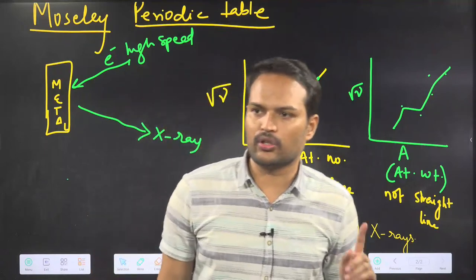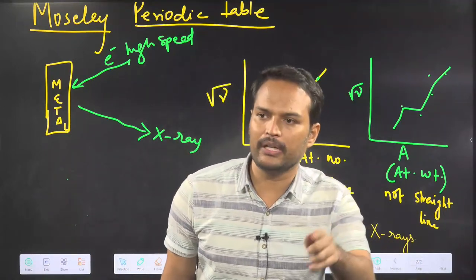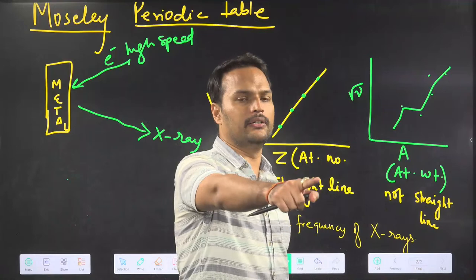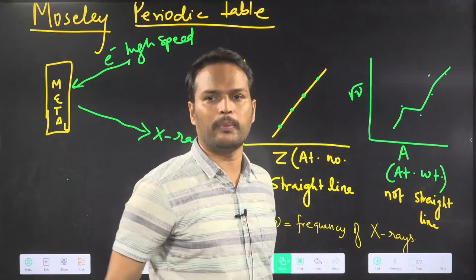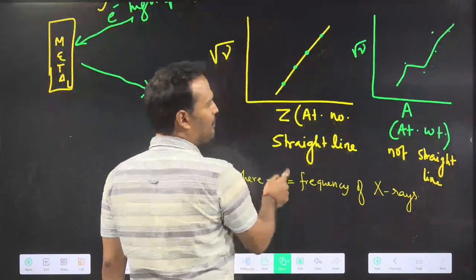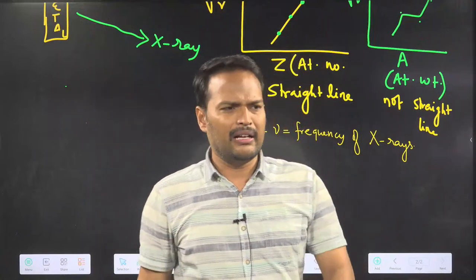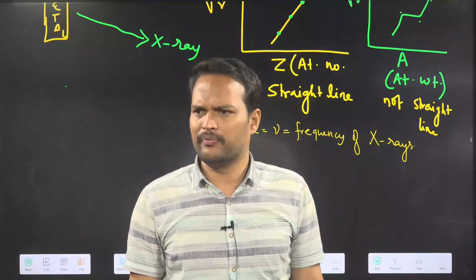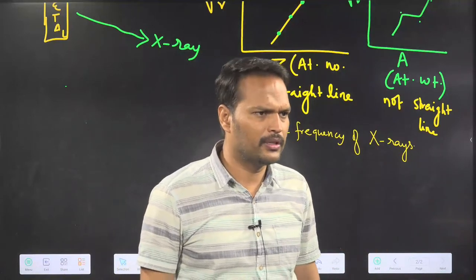Root nu versus atomic number is a straight line. So as with atomic number, it was a straight line. He said, brother, atomic number is the fundamental property, not the atomic weight. Till now, what was happening? Till now, Mendeleev, Lothar Meyer, no one cared about atomic number. Everyone was thinking atomic weight or physical properties like this.